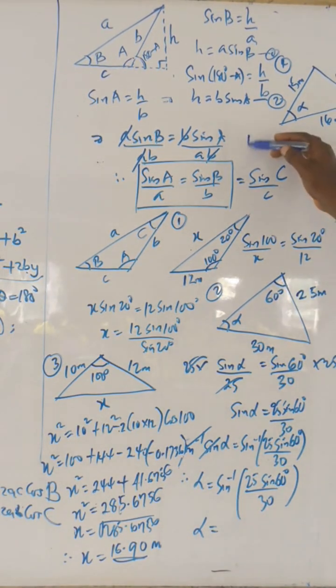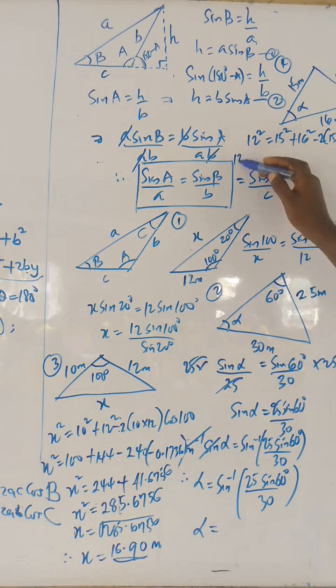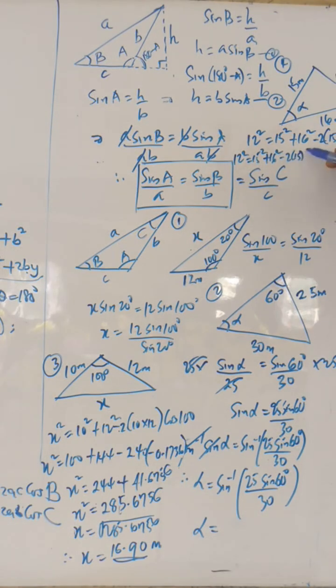So we are going to write what? 12 squared equals 15 squared plus 16 squared minus twice their product. That's 15 times 16, then cos alpha. So 12 squared equals 15 squared plus 16 squared minus 2 times 15 times 16, times cos alpha. From there, you can get the value of alpha yourself.